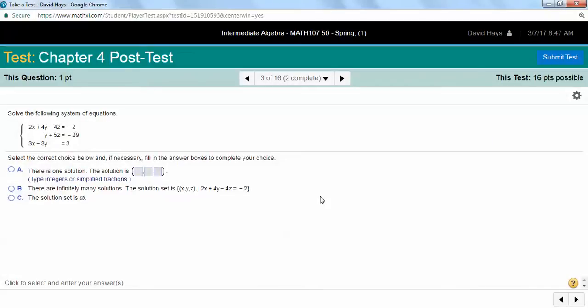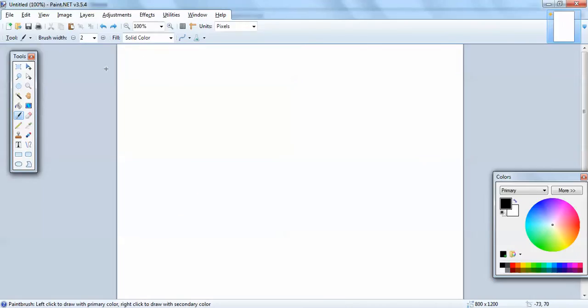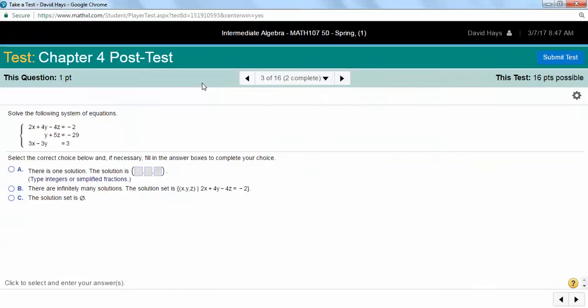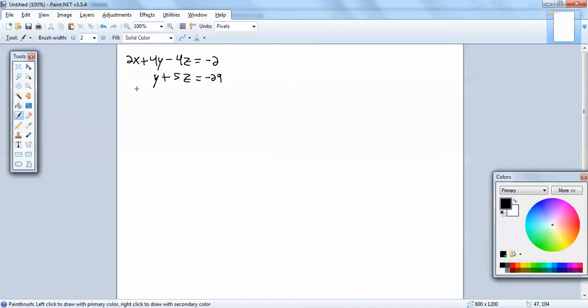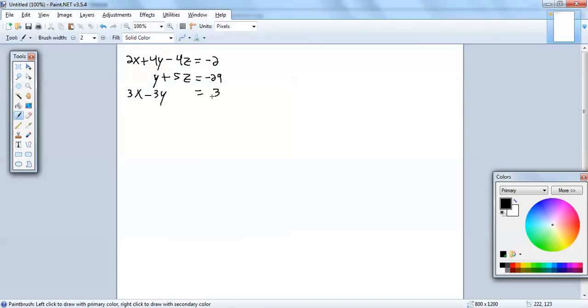Okay, let's take a look at this one. We got 2x plus 4y minus 4z is equal to negative 2, and y plus 5z is equal to negative 29, and 3x minus 3y is equal to 3.